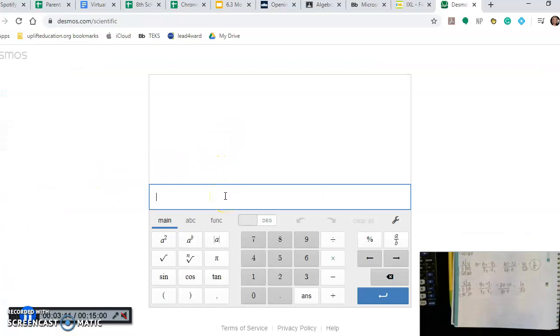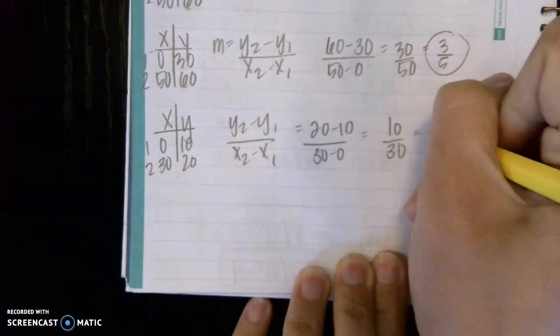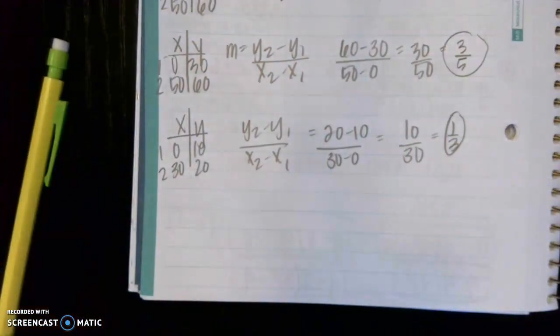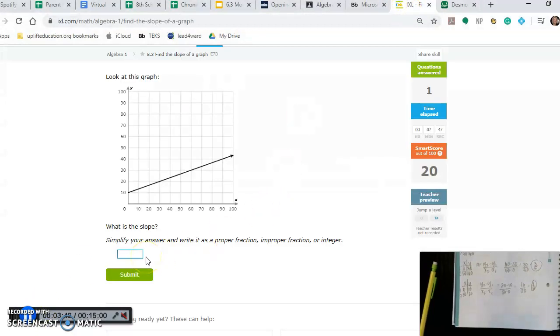And then you would do 10 divided by 30 equals 0.33333. And then you click this little fraction button. It says convert to a decimal now. There's convert to decimal. This little button right here means convert to fraction. So that gives you 1 over 3. So I'll write 1 over 3 as my answer. I'll go back to Excel and do 1 over 3.